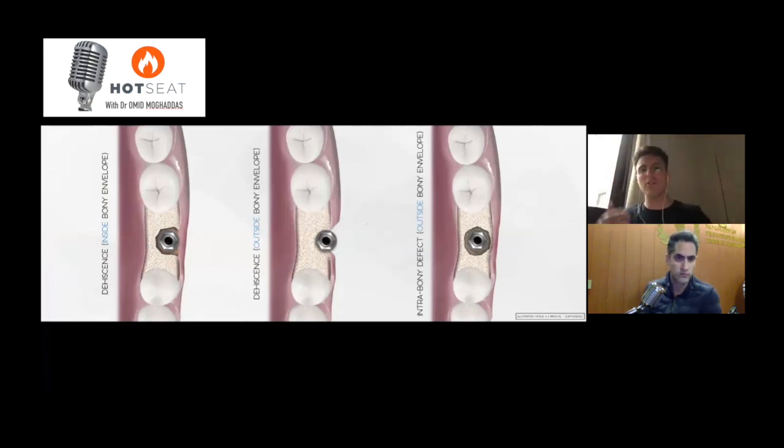From the left to the right, you can see a dehiscence type defect, where there is a unique feature which is that the implant is inside of the bony housing.